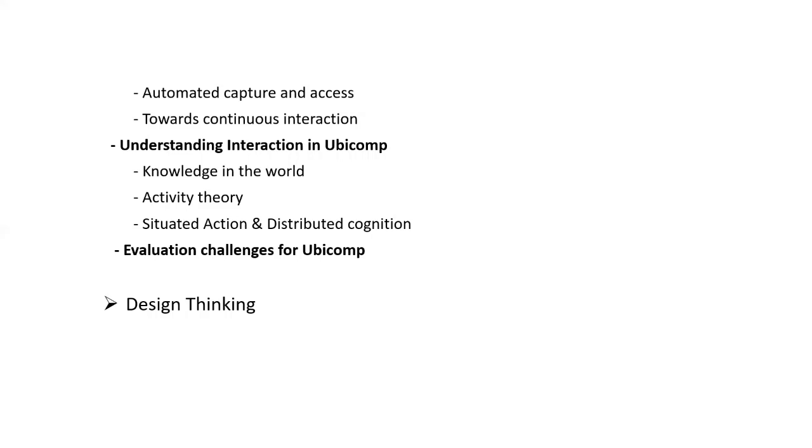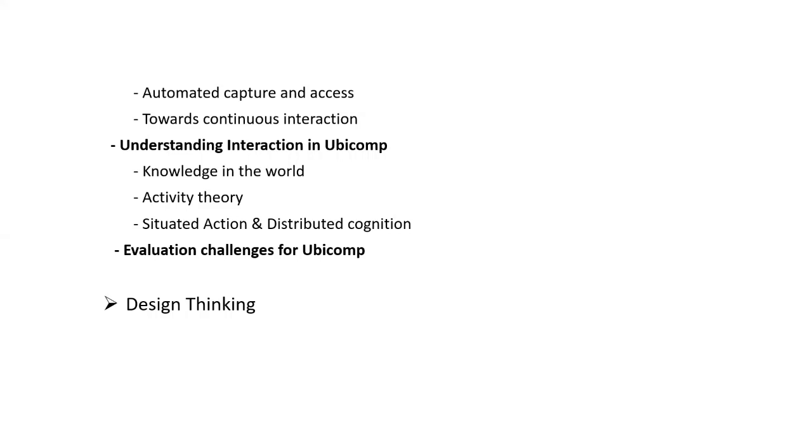Then third is understanding the interaction in ubiquitous computing. Understanding the interaction means here knowledge in the world, activity theory, situated actions, and distributed cognition. So here, as the computer has increasingly reached out into organizations, researchers have needed to shift their focus from a single machine engaging with an individual to a broader set of organizational and social arrangements and the cooperative interaction inherent in these arrangements. So many of these models and methods are applicable to ubiquitous computing, with emphasis on integrating numerous devices in one setting.